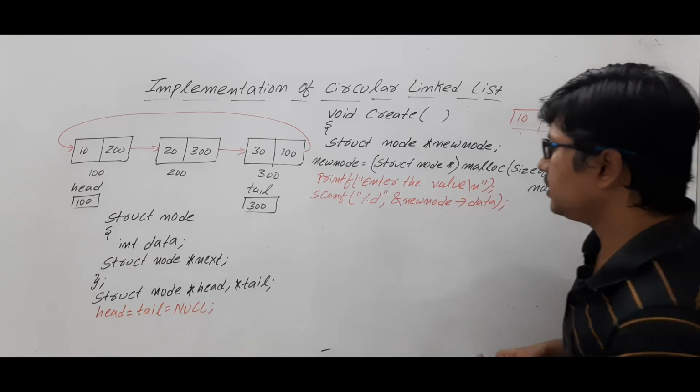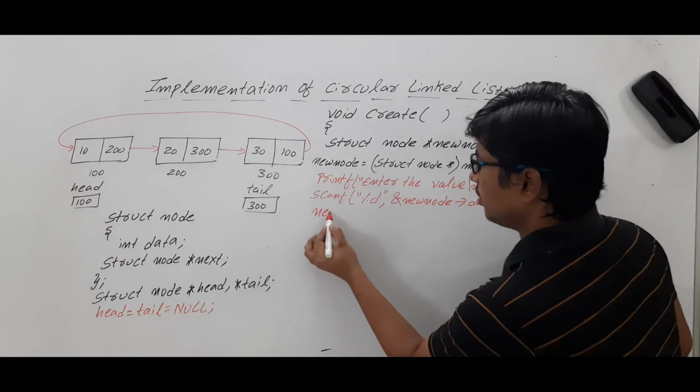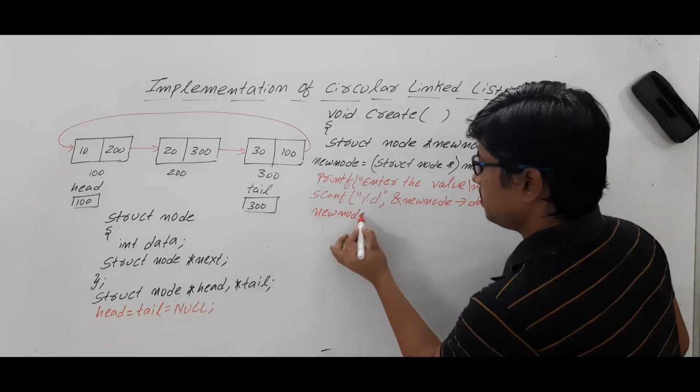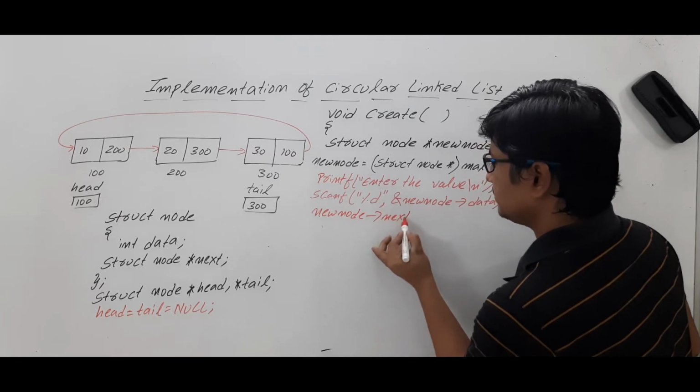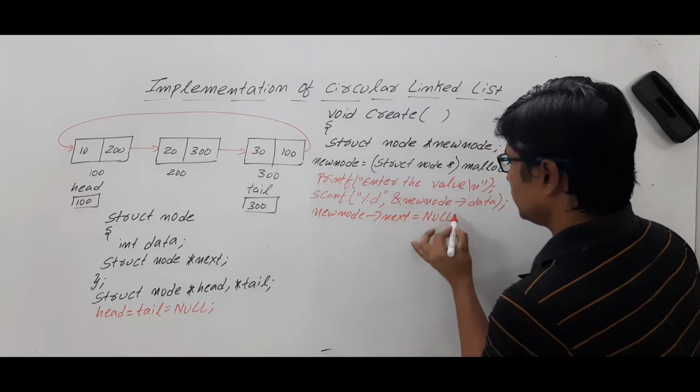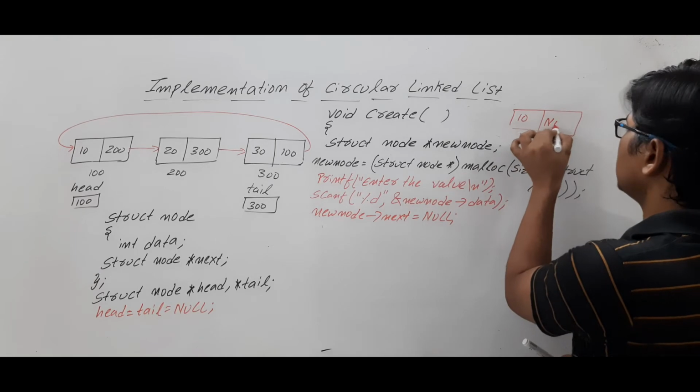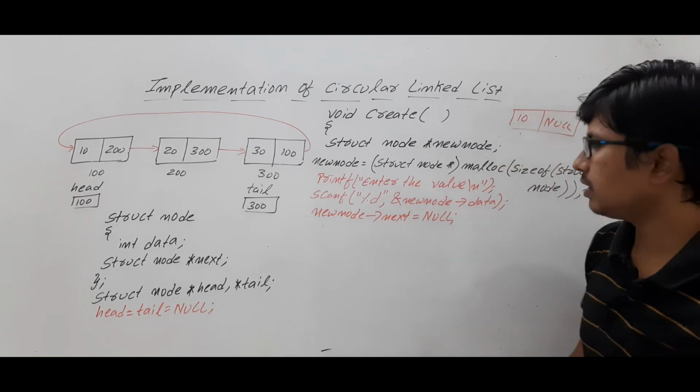As it is an integer, I have used the format specifier %d. Okay, then we have to write new node of next is equal to null. Currently we are making it null. Okay, are you able to understand?